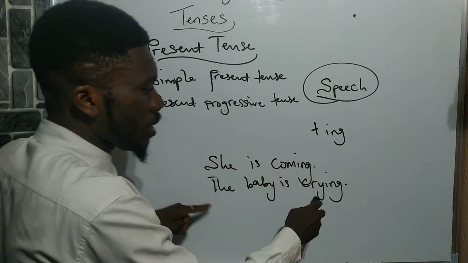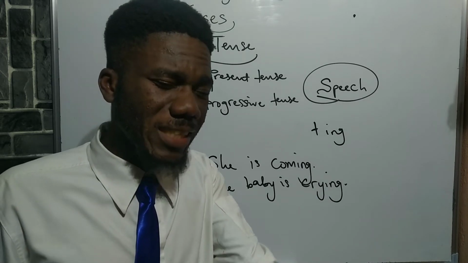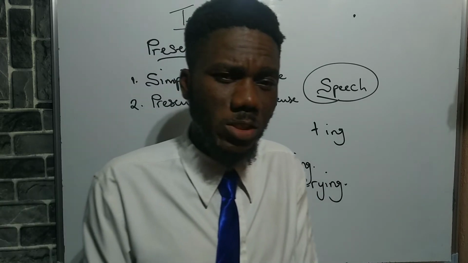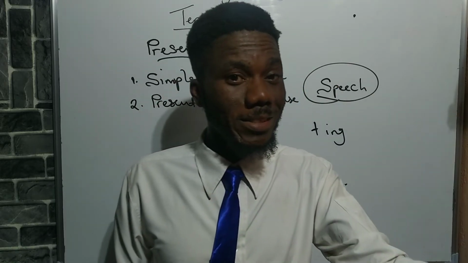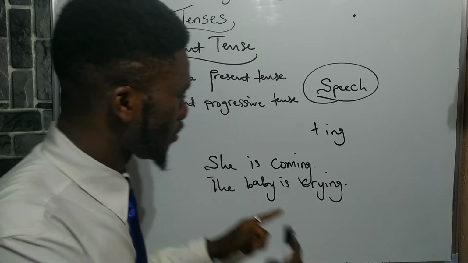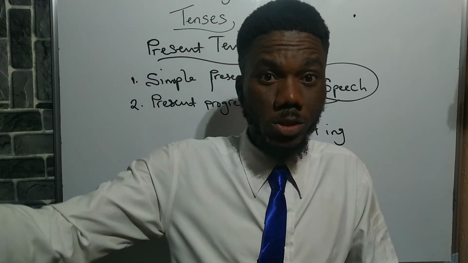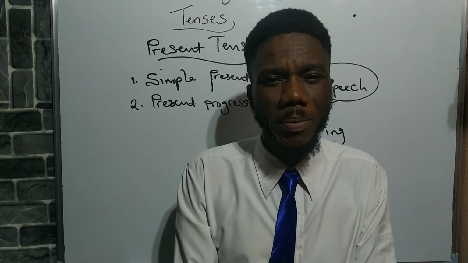The baby is crying, meaning that the moment the person is speaking, if you look at the baby, you find the baby crying. As at that exact time, both actions, that is the speech and the action of the baby, are happening simultaneously. They are happening at the same time. The same thing with this, she is coming. That is to say, as I am speaking, she is coming. She's on her way already. These two actions are happening at the same time.